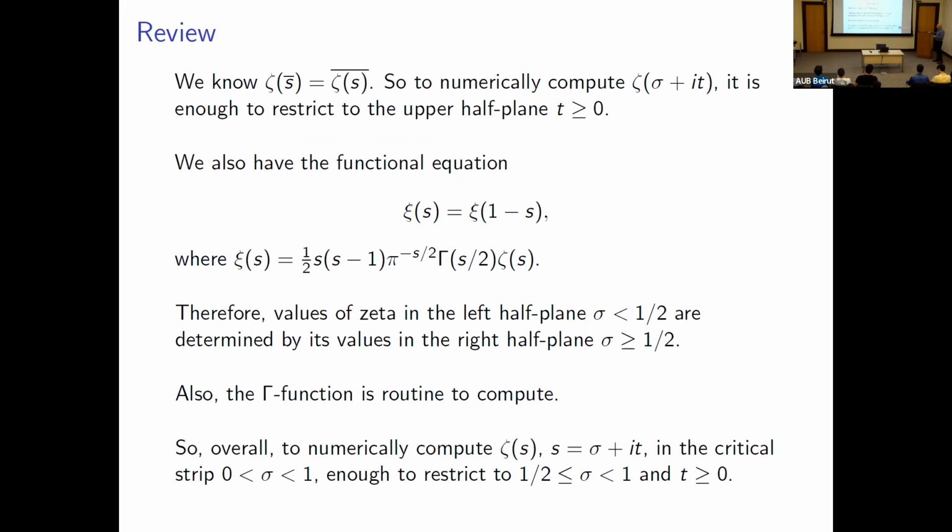And we also have the functional equation where xi of s is defined this way. And because of the symmetry provided by the functional equation, we can further restrict to sigma, the real part of s, greater than or equal to 1/2, right? So overall, when computing zeta in the critical strip, we can just consider sigma between 1/2 and 1 and t non-negative, right?